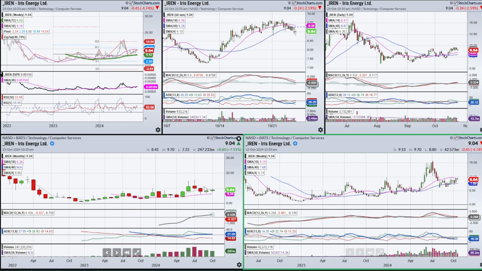IREN. So we're pulling back to the 18-month. But the way we did it on the weekly, I don't really like. We've turned the 18-week down. You see how this line is declining? So one of two things needs to happen.